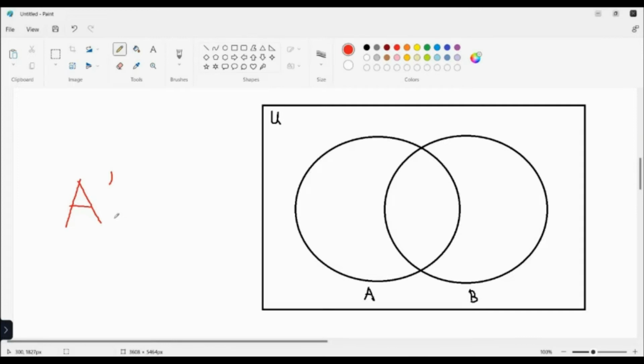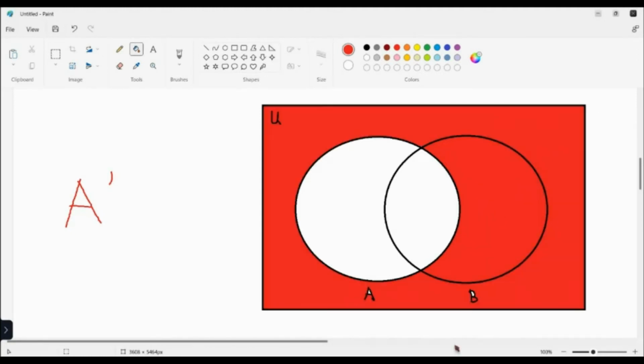So based on our definition now, all the set of elements not found in A under the universal set, no? Under the universal set, hindi lang yung wala kay A, ay na kay B, but under the universal set. Ayan, this is your A prime. Okay, this is your A prime. All right.